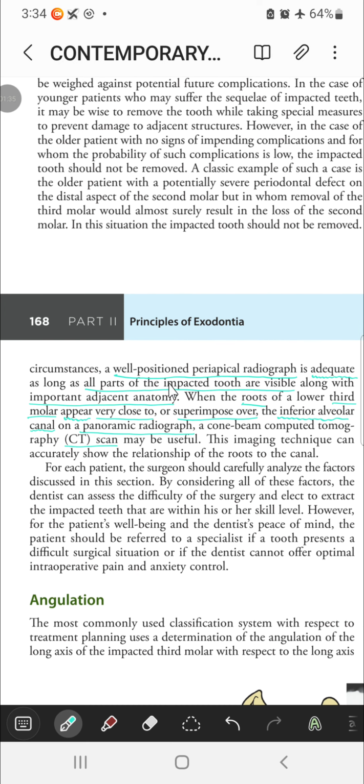In some circumstances, a well-positioned periapical radiograph is adequate, as long as all parts of the impacted tooth are visible along with the important adjacent anatomy. When the roots of a lower third molar appear very close to or superimpose over the inferior alveolar canal on a panoramic radiograph, a cone beam computed tomography may be useful. This imaging technique accurately shows the relationship of the roots to the canal.